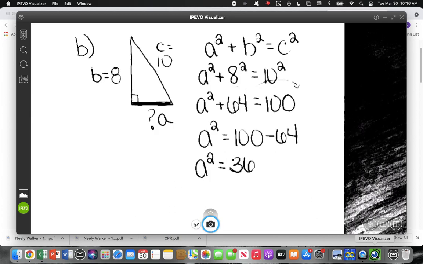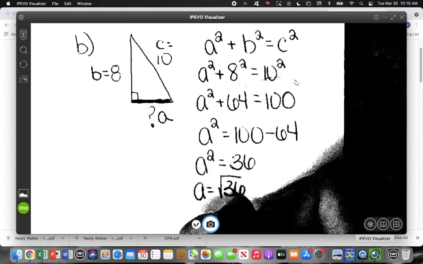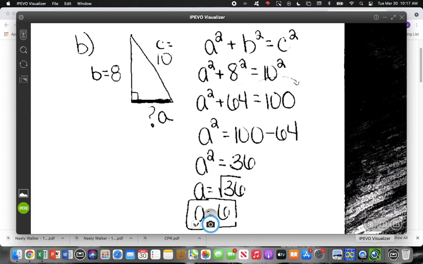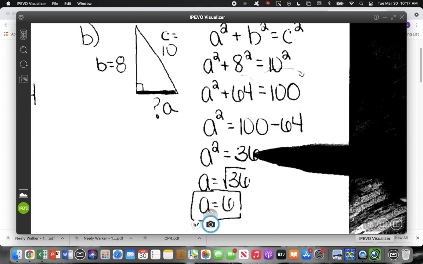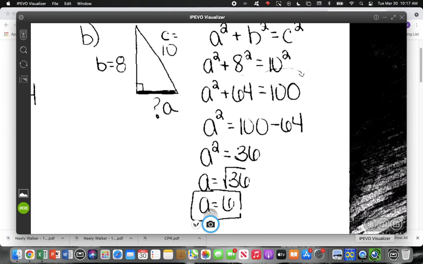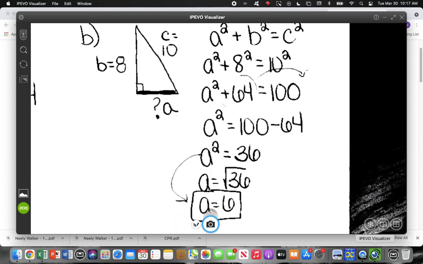And so to get rid of that squared, I want to find out what number squared is 36 by taking the square root. And what is the square root of 36? Very good. Now, if you can go from this step to this step, do you think that's okay? If you want to go from this step right to that step and do the calculator part, not writing what you're putting in the calculator, that's okay.